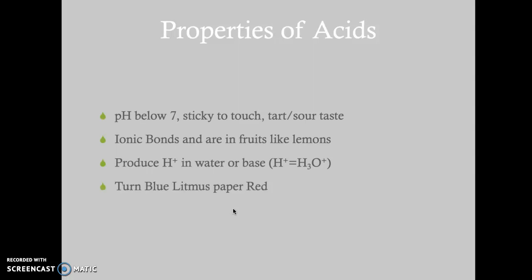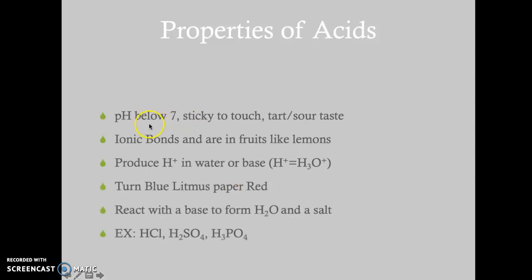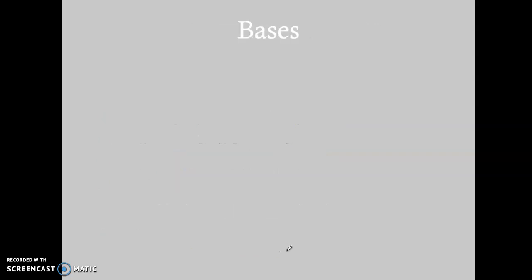Now acid properties, these are listed on yours. They have a pH below 7. I'm not going to necessarily read through all of these, but I might mark it up a little bit here. pH below 7, they're sticky, sour. They're in fruits like lemons. They produce H+. They turn blue litmus paper, which is a paper to test, red. And they start with hydrogen. That's the biggest thing for us right now. And that's not a perfect example, but it is what it is.